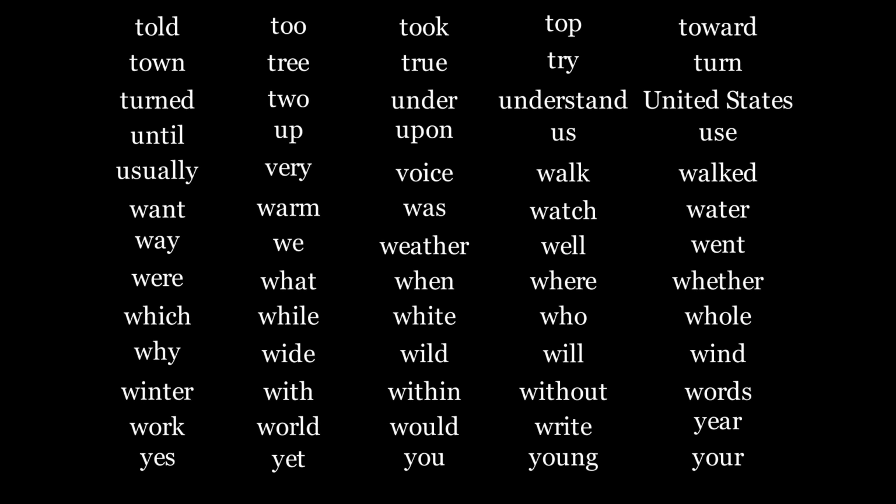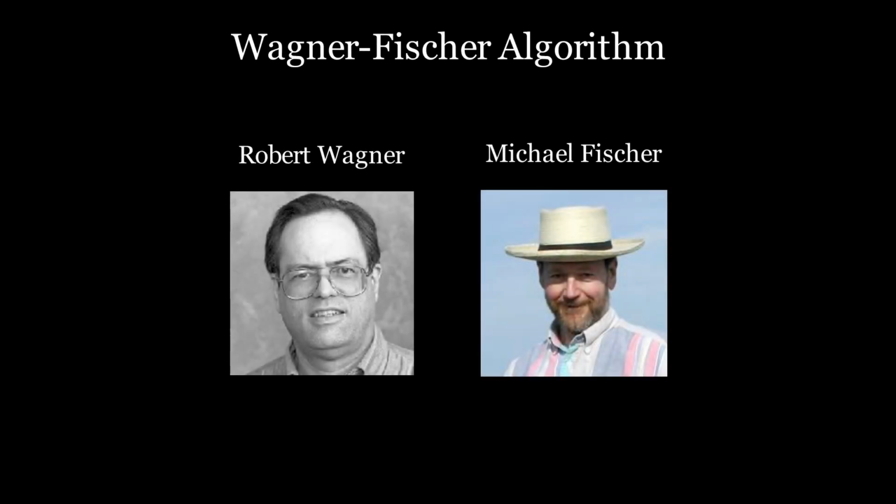In reality, it's even worse, since the English language has about 171,000 words that are in common use, so our algorithm has to be pretty fast to keep up. Together, Robert Wagner and Michael Fischer set out to solve this problem and created the Wagner-Fischer algorithm in 1971 that can quickly compute the best replacement for a misspelled word.